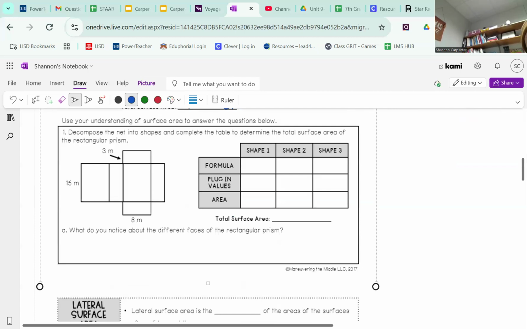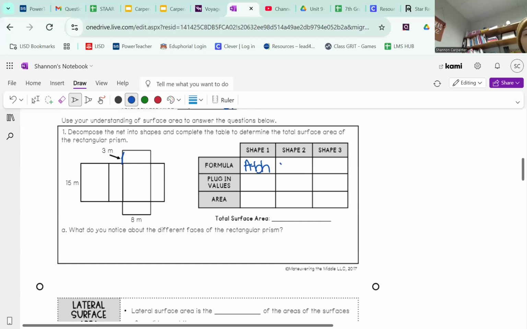Okay. All right. Use your understanding of surface area to answer the questions below. Decompose the net into shapes and complete the table to determine the total surface area of the rectangular prism. It tells us that this piece is 3, this is 15, and this is 8. For shape 1, the formula is going to be area equals base times height. All of the formulas are going to be that because they're all rectangles. So it doesn't really matter which one you say is shape 1, shape 2, or shape 3.